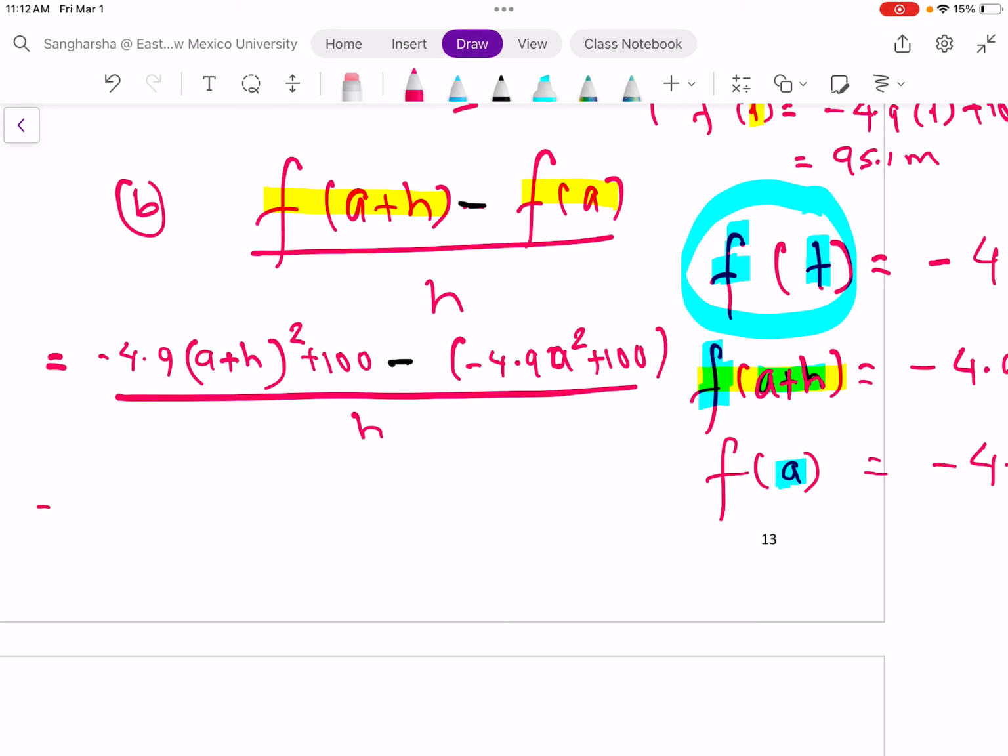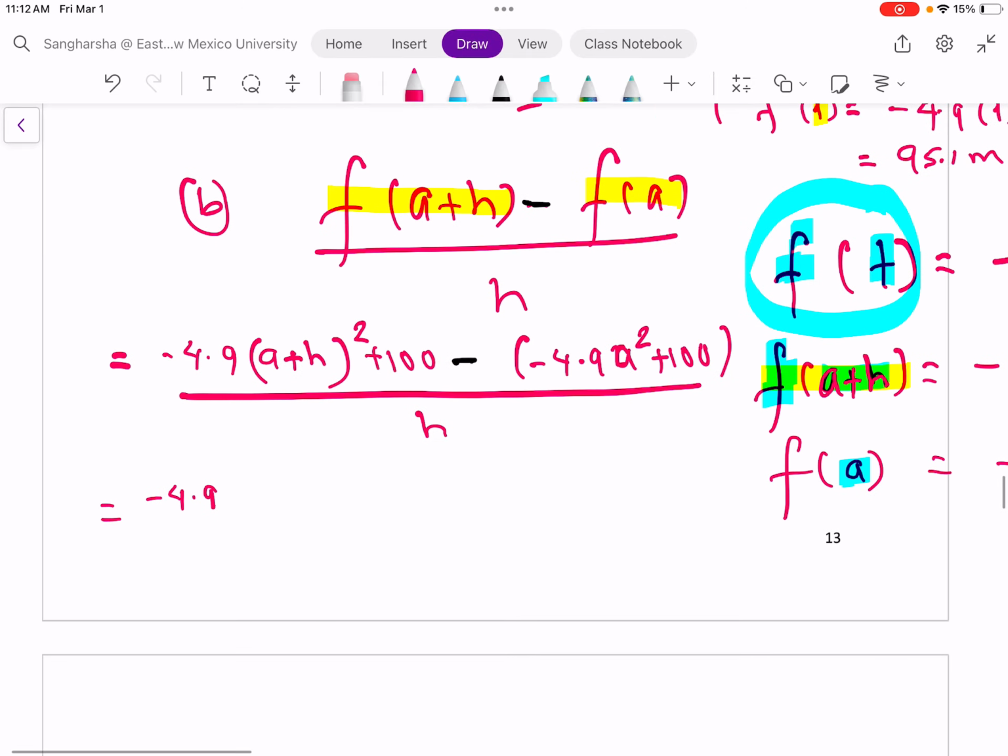So we have negative 4.9. Now how do we find a plus h squared? This is not equal to a squared plus h squared. A plus h squared is the same as a plus h times a plus h. Do not write a squared plus h squared, that's not true. Plus 100, and then negative.